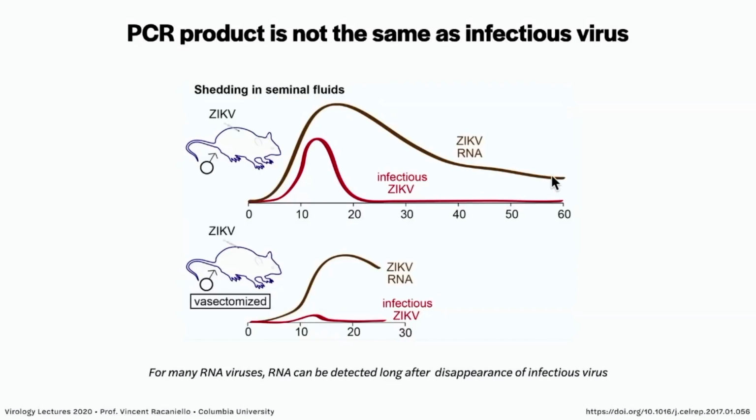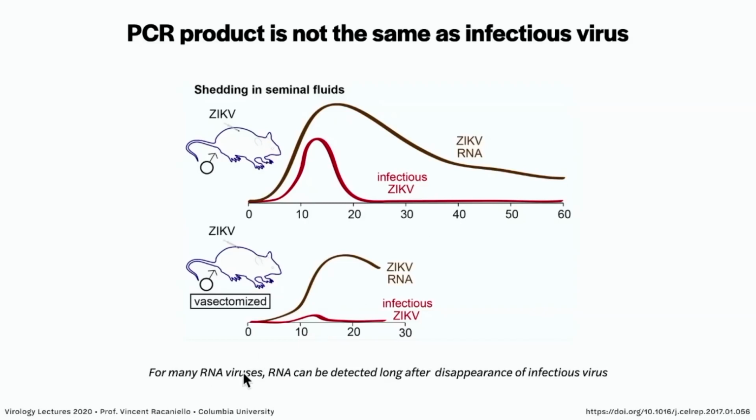And you can find it in people, men who have recovered from Zika virus infection, you can find RNA in the semen for a long time. And for a long time, we weren't sure if we should do something about that because it's not necessarily infectious virus.